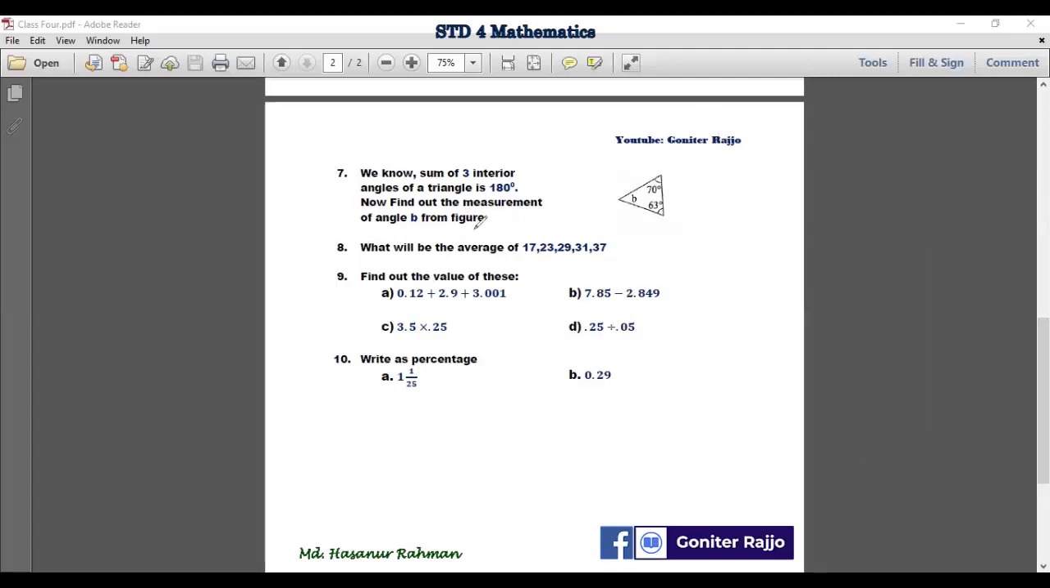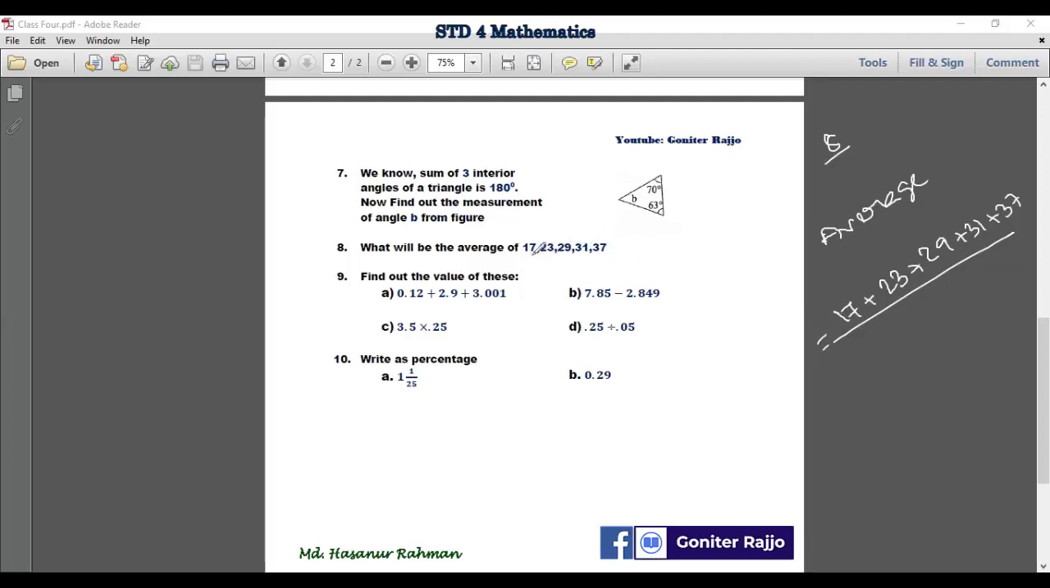Number 8 says what will be the average of 17, 23, 29, 31, 37. So how can we find out the average? Average is very easy. We have to add the numbers, that means 17 plus 23 plus 29 plus 31 plus 37. Then we have to divide the addition by the number of addenda.